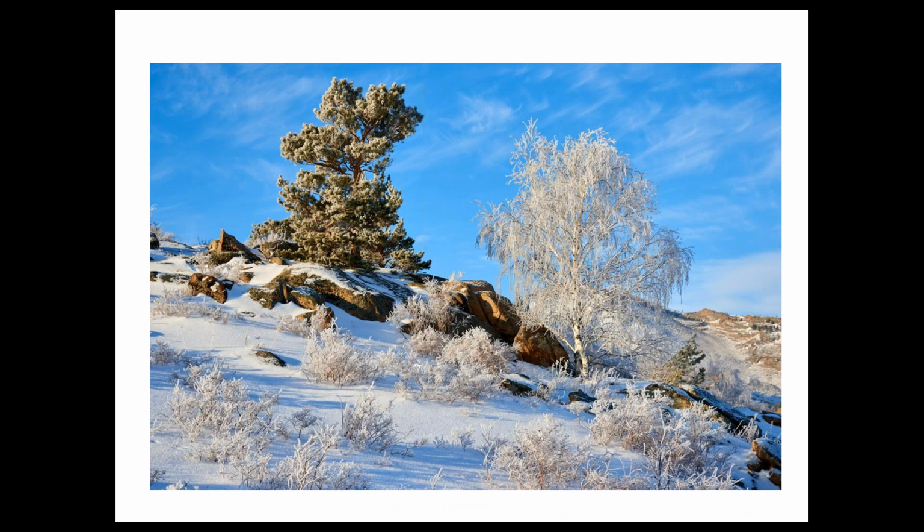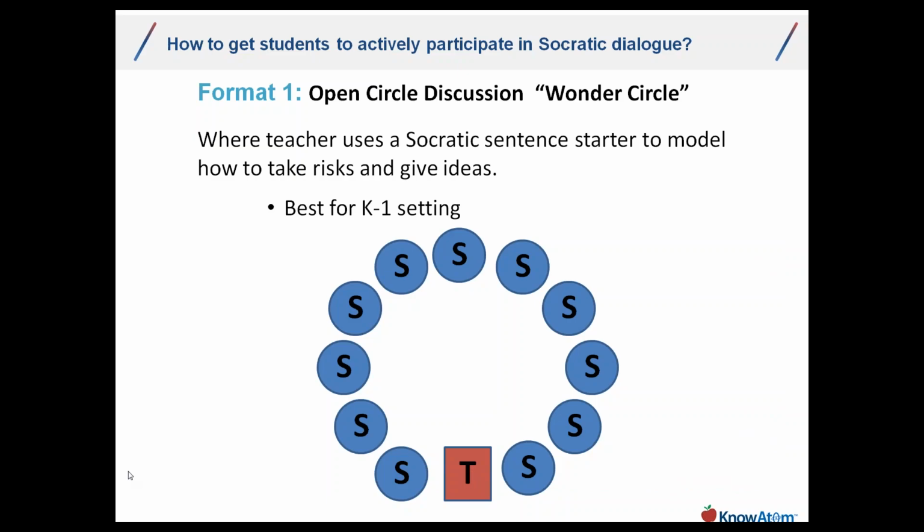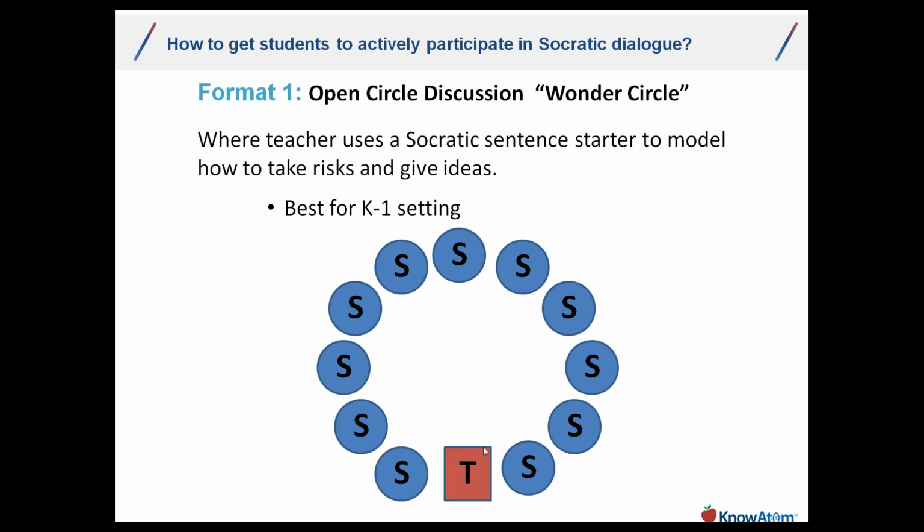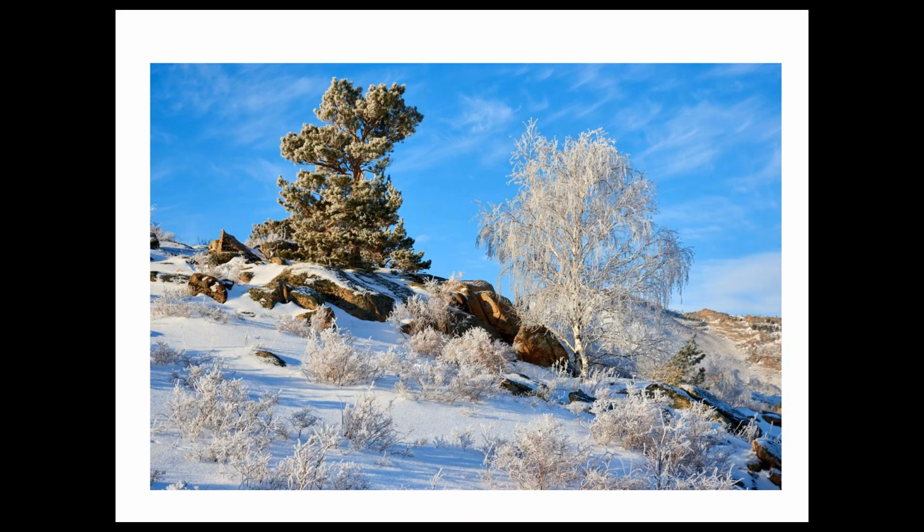So here's my example. The teacher would potentially start with something like a wonder, okay? So we might call this a wonder circle for that reason. She might say, I wonder if trees grow in winter. And the next student in line in that circle... there's sort of two ways to proceed. The teacher could set it up so that everybody goes around that circle and also gives a wonder. You can see how kindergarten appropriate this would be.